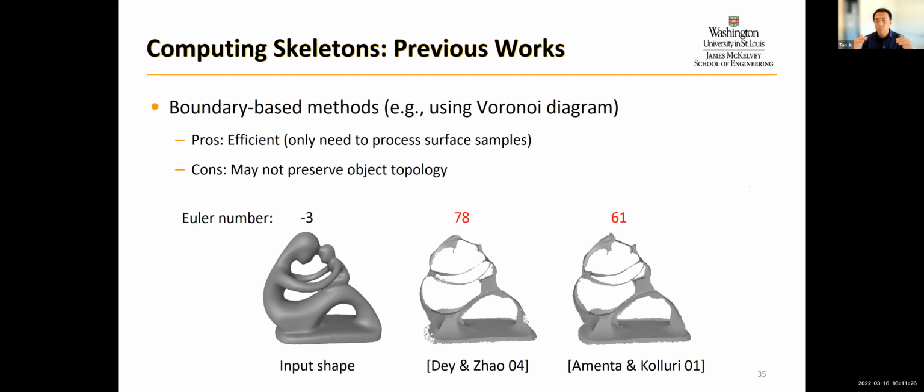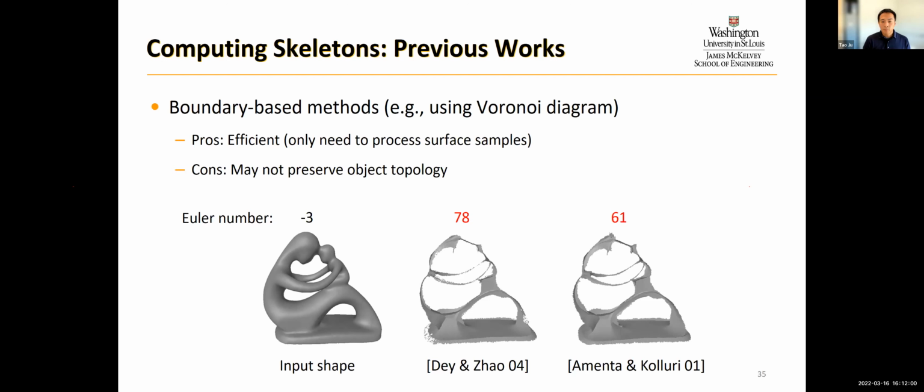Now, the numbers on top of the models show what's called the Euler number, and that's the number of islands plus the number of cavities minus the number of handles. As you can see, the original model has -3 because it has 4 handles and one component, but none of these methods can reproduce that number. In fact, they either produce a lot of disconnected components, like the method in the middle by Dey and Zhao, or they produce lots of voids, like the method by Amenta and Kolluri.